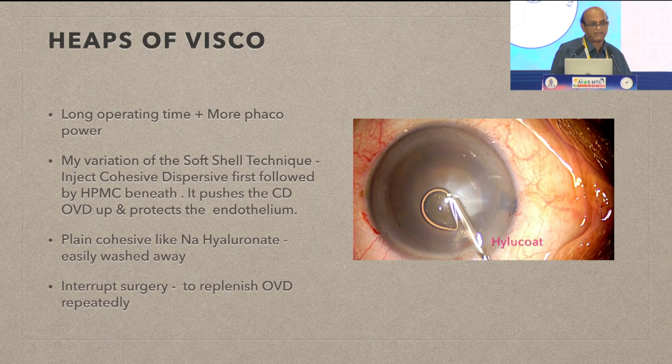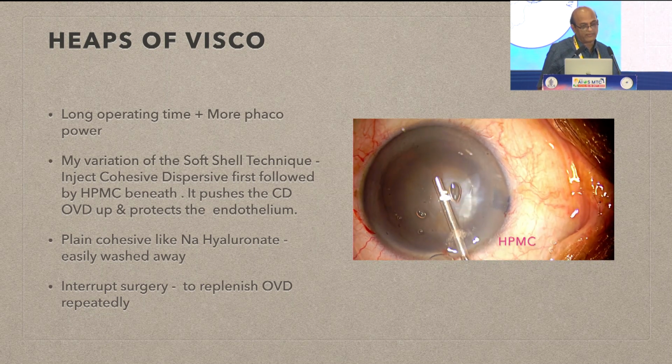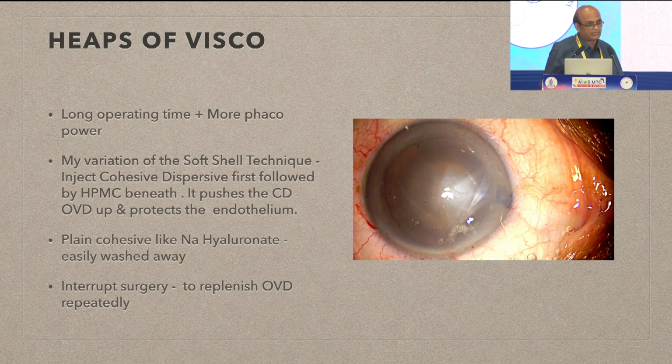Because you have a very dense cataract, you have a long operating time, and you will be using more energy to emulsify the nucleus. So one should always use heaps of viscoelastic. I do my variation of the soft shell technique, in which I inject a cohesive dispersive viscoelastic first, and beneath that I inject HPMC, which pushes the cohesive dispersive up towards the endothelium and protects it. Plain cohesive like sodium hyaluronate doesn't really help because it gets easily washed away.